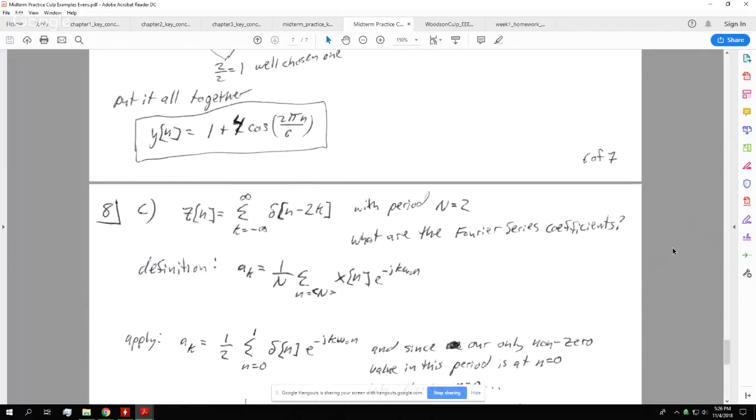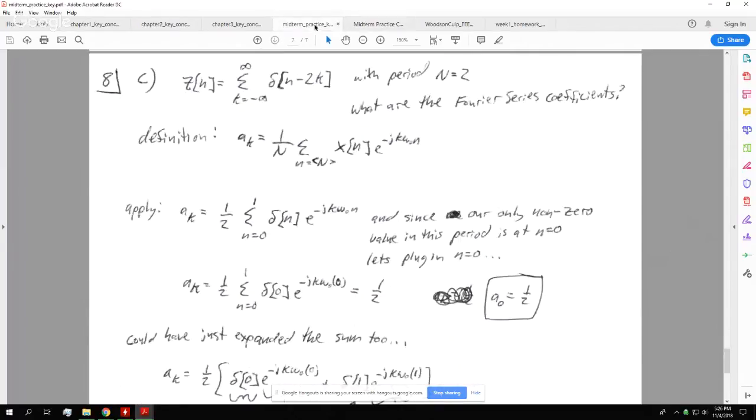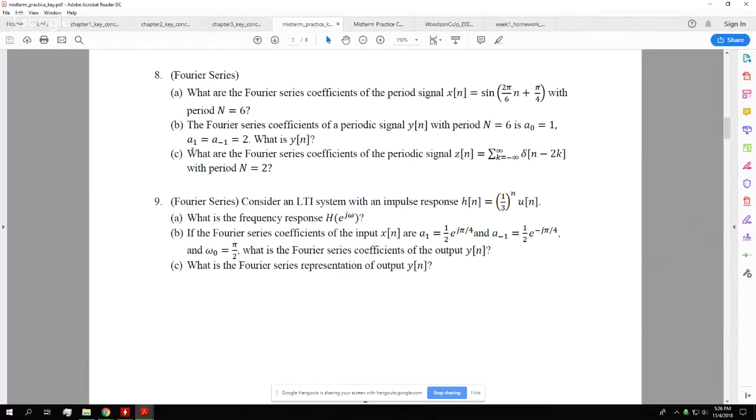So now let's get into part C. So let me go back over to here, and let's see what part C asks us. Part C says, what are the Fourier series coefficients of a periodic signal z of n? And we're given that z of n is basically a pulse train, a train of spikes with a period of n equals 2. So this is the Dirac delta function.